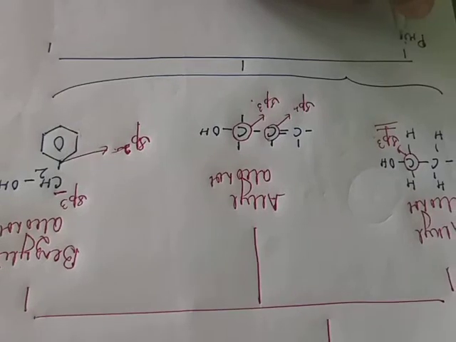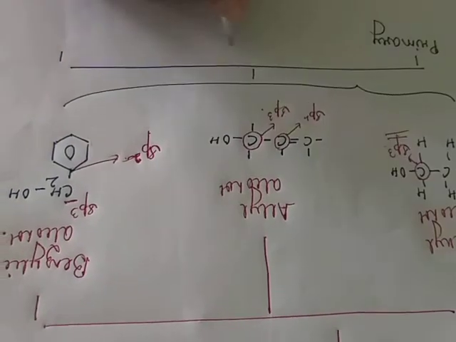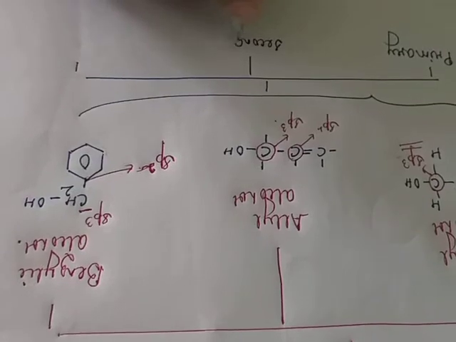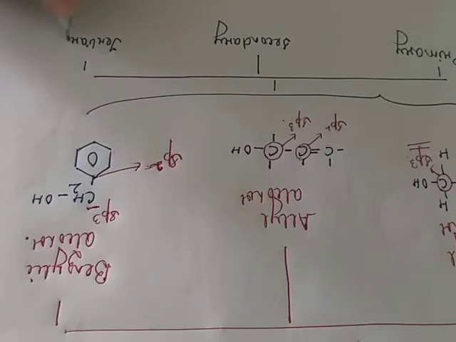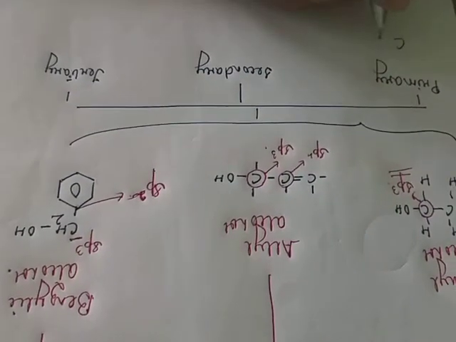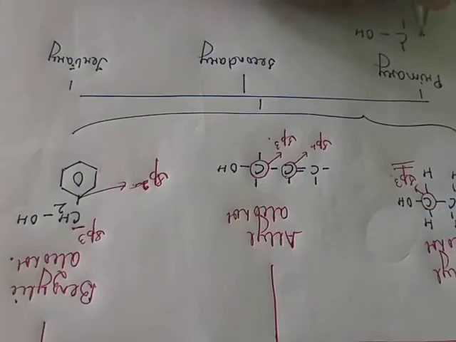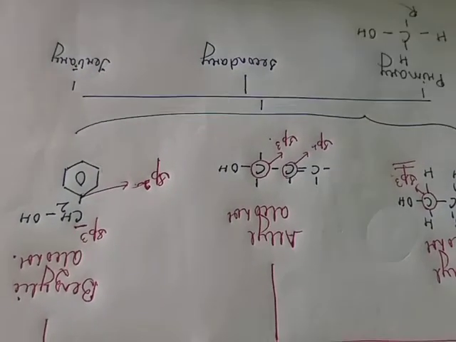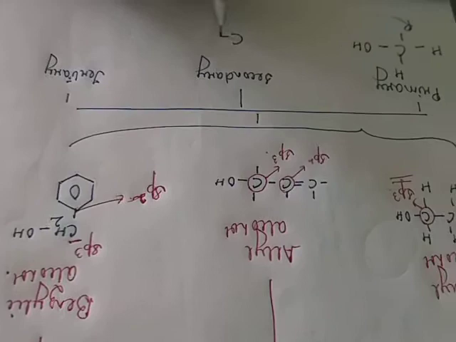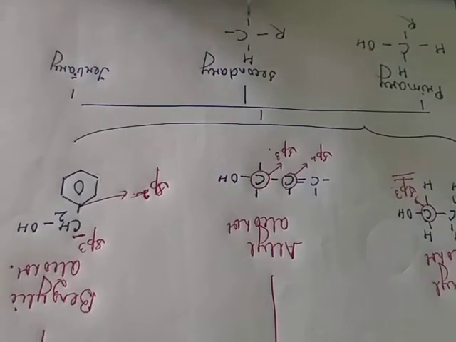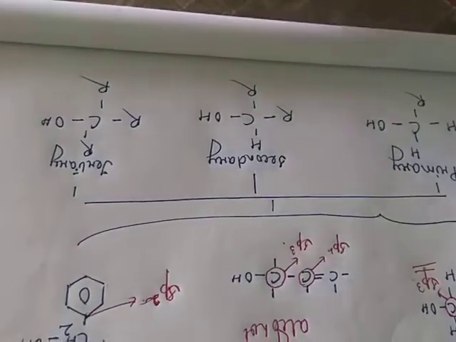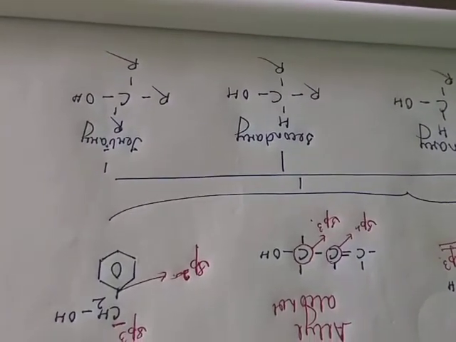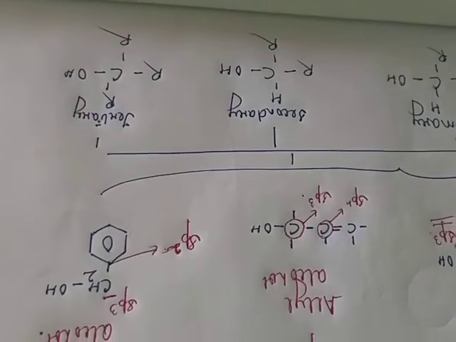Primary or 1 degree alcohol, secondary or 2 degree alcohol, and tertiary or 3 degree alcohol. In primary alcohol, at least 2 hydrogens would be there. In secondary, we know only 1 hydrogen would be there, and in tertiary carbon there will be no hydrogen. So this is how a benzylic alcohol or allyl alcohol or alkyl alcohol could be primary, secondary or tertiary.